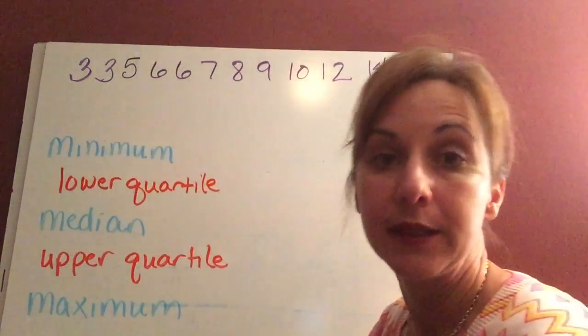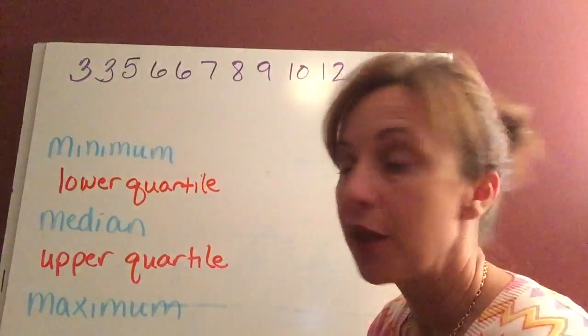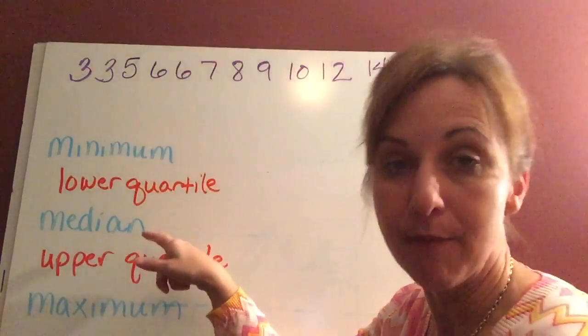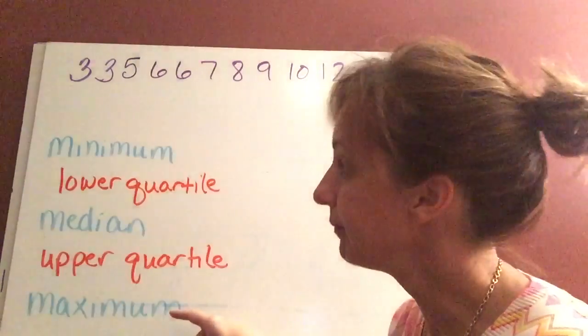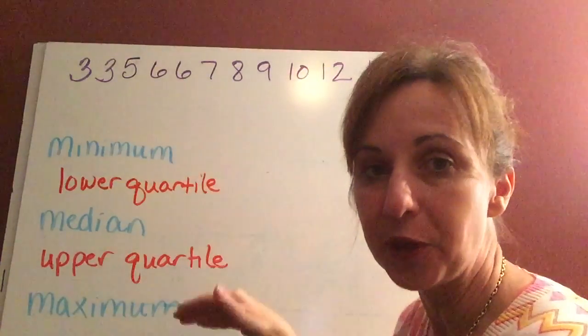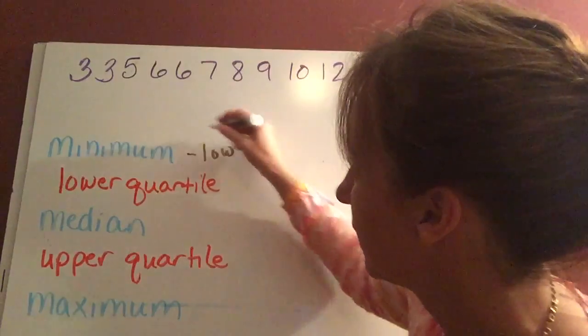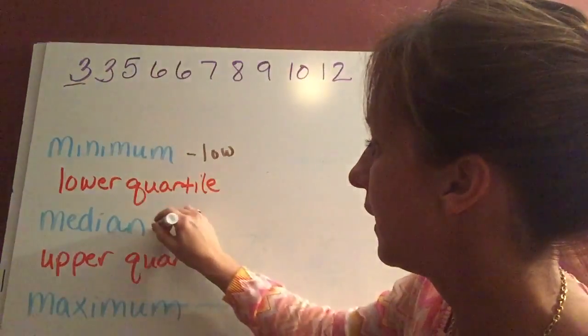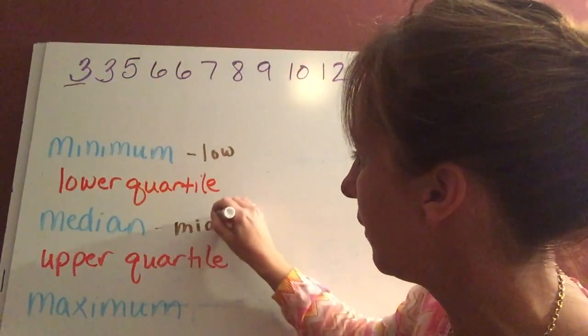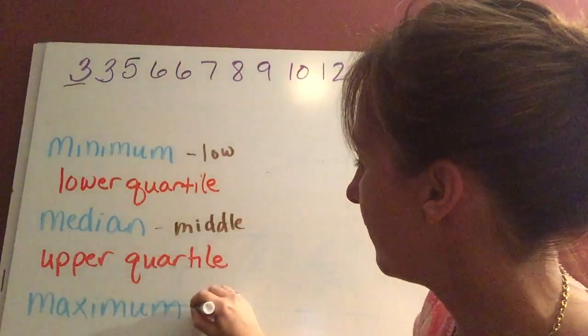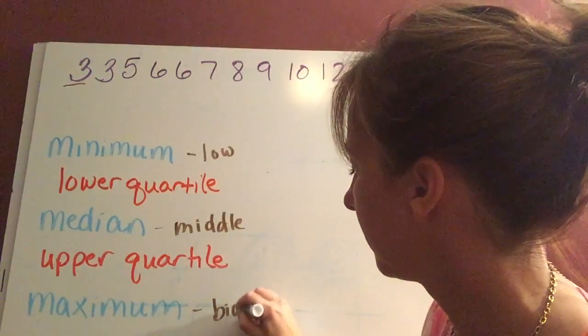So the minimum is going to be the lowest number. The median is the middle number, and the maximum is the biggest number. Those 3 blue ones are pretty easy. So the minimum is the lowest. It's identified as 3. The median is the one in the middle. And then the maximum is the biggest number.